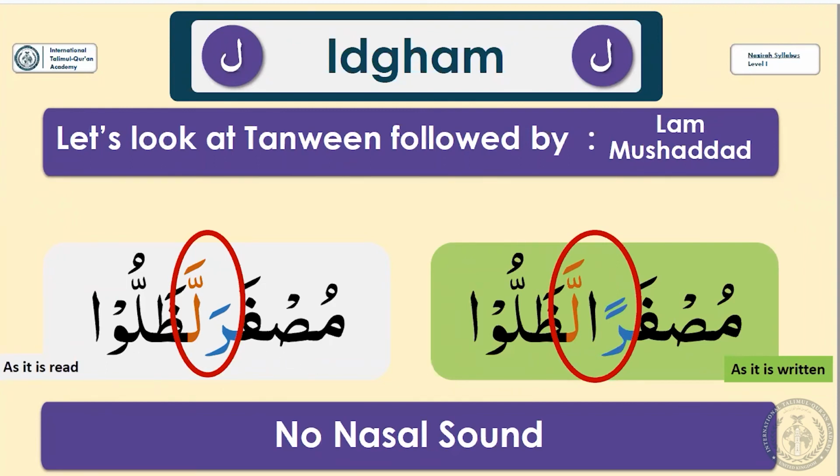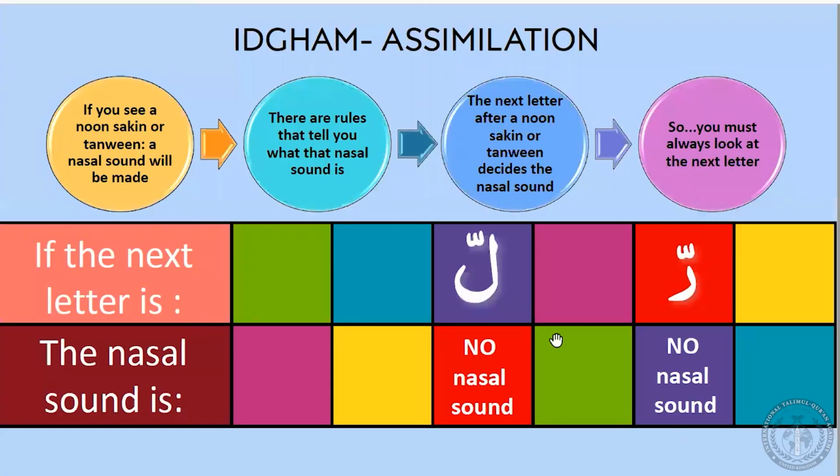All right, let's have a look over here. To sum that up, if you've got a ra mushaddad or a lam mushaddad after a nun sakin or a tanween letter, the rule of idgham takes place, but the nasal sound that we create is actually none. There is no nasal sound. The rule of idgham, assimilation, does take place, but without any nasal sound.